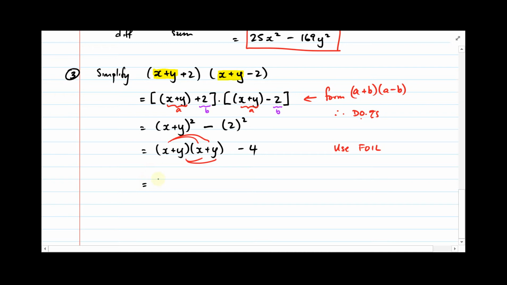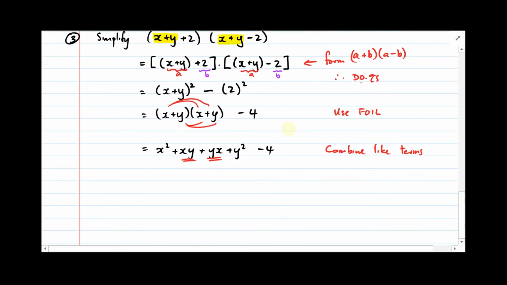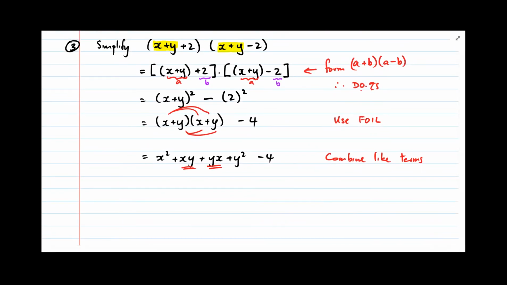And so we end up with x squared, xy, yx, but that's the same, these will be like terms, plus y squared minus 4. We can combine these as like terms. And in combining the like terms, we have our final answer, which is x squared plus 2xy plus y squared minus 4.